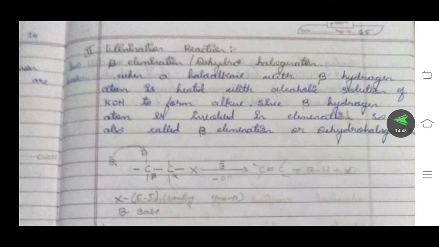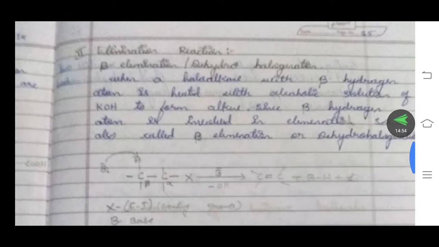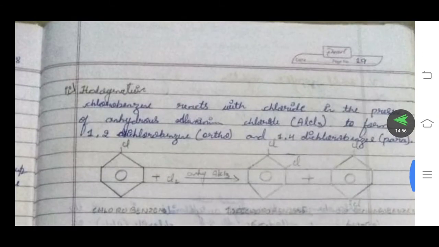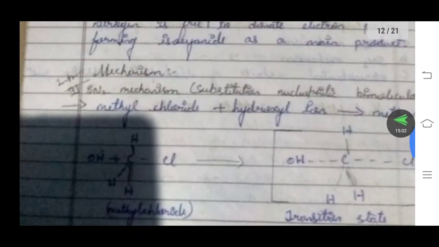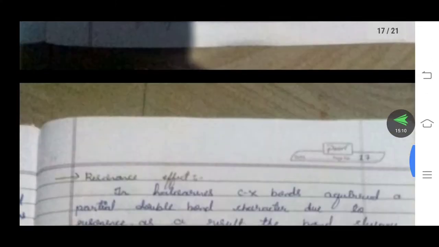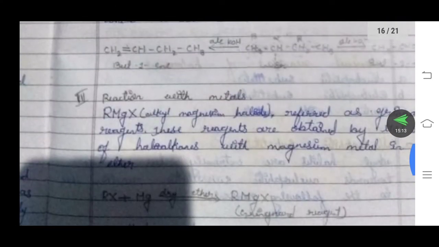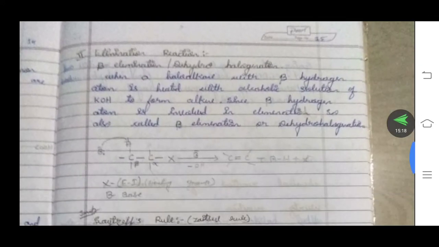Since the beta hydrogen atom is involved, it is eliminated. So it is also called beta elimination or dehydrohalogenation.